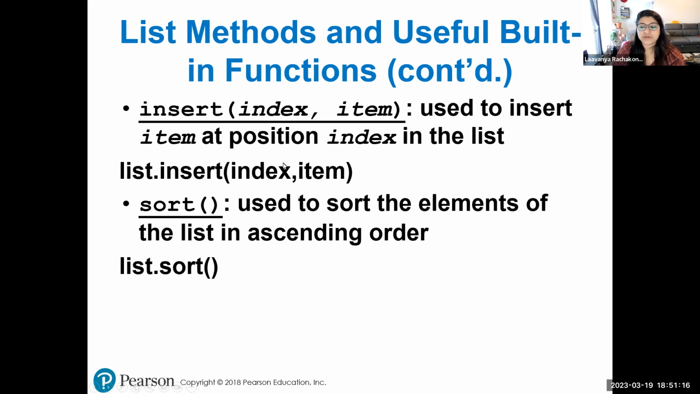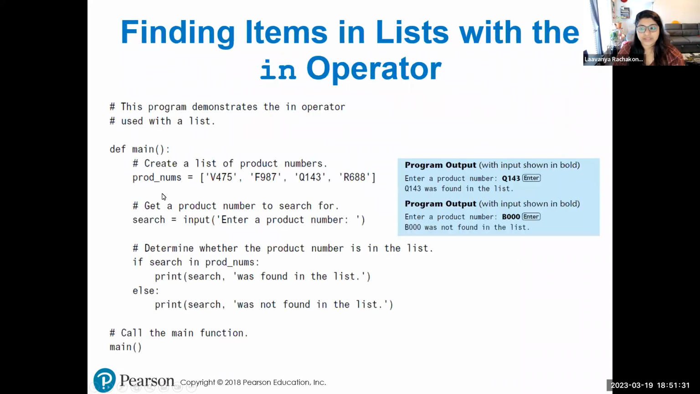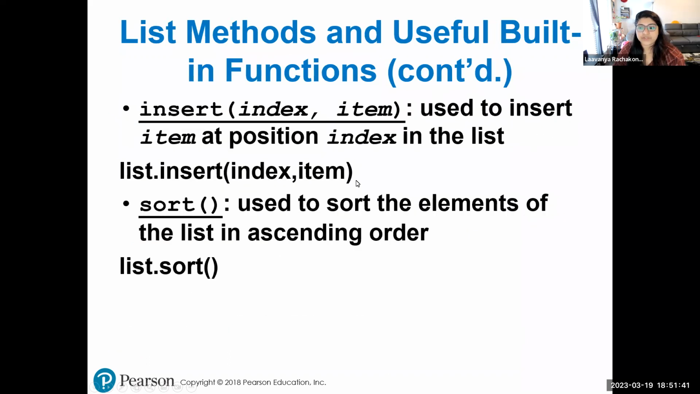Or if I don't want to add the element towards the end, but somewhere in between, then I can always do list.insert 2, comma, B000. If this operation was successfully done on my product numbers list, I'll be looking at V475, F987, B000, Q143, R688. So I'm just inserting a new element in that particular position.